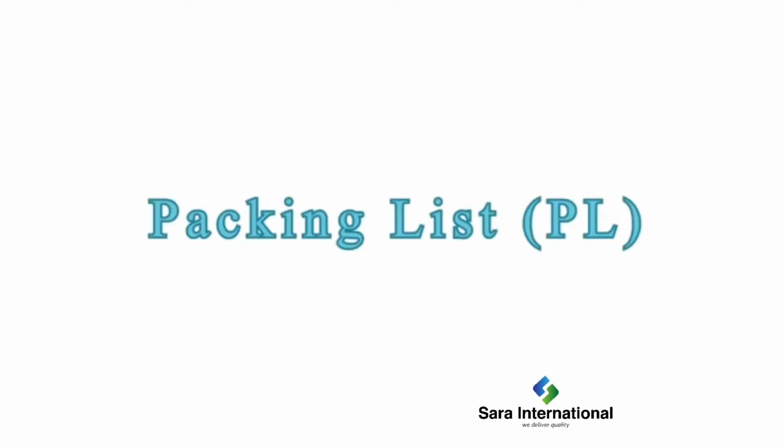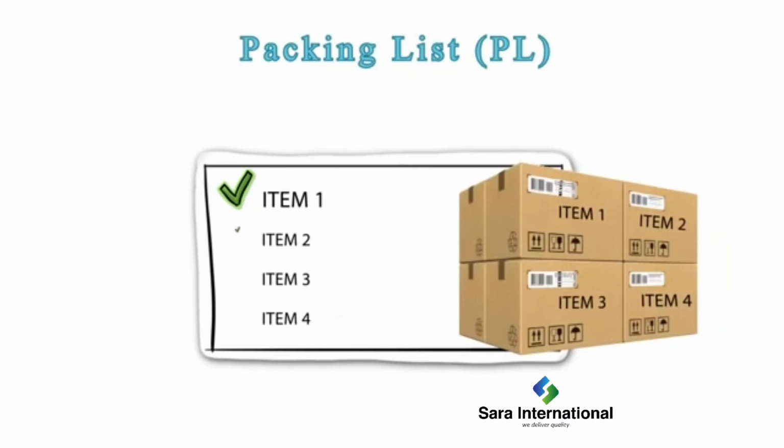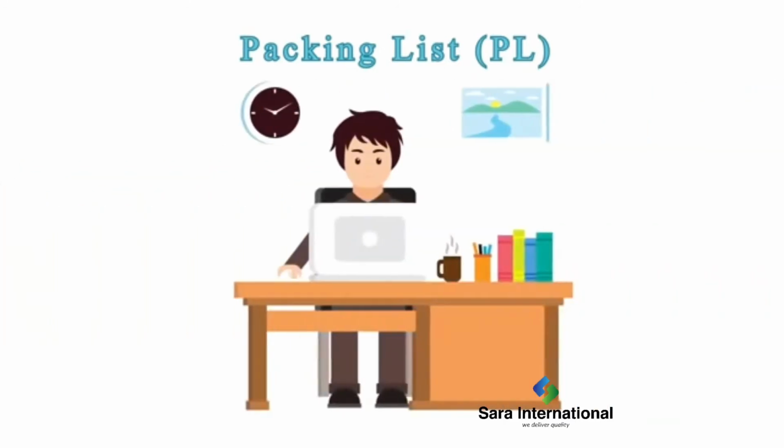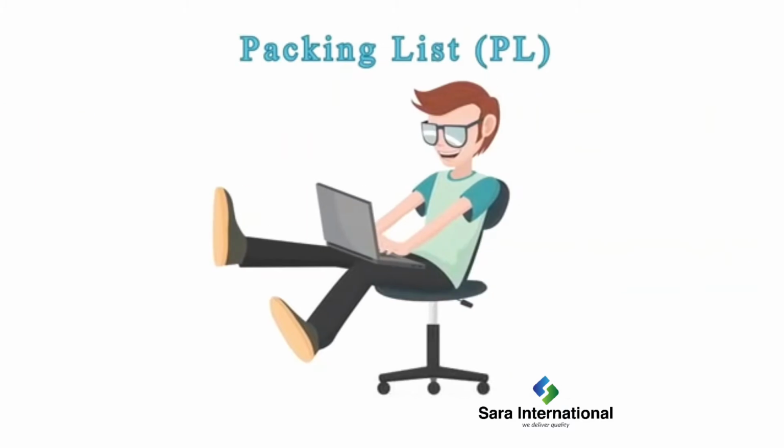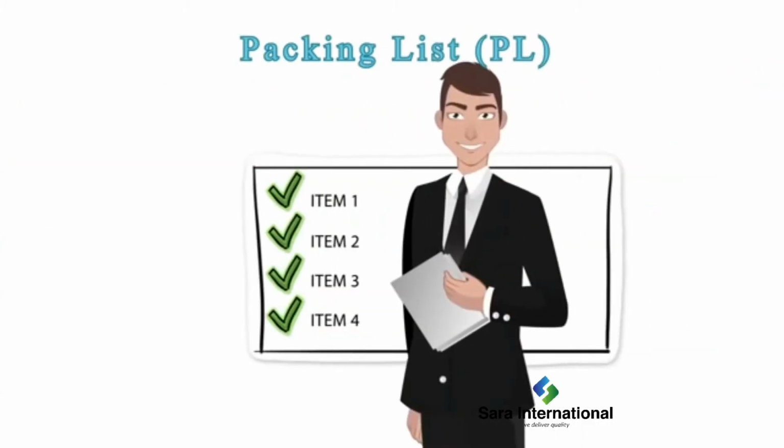Packing list, PL. Packing list contains item-wise list of the package contents. It serves to inform all parties like transport agencies, government authorities, and the buyer about the contents of the package. The same is referred to in case the customs authorities inspect the content of a shipment.